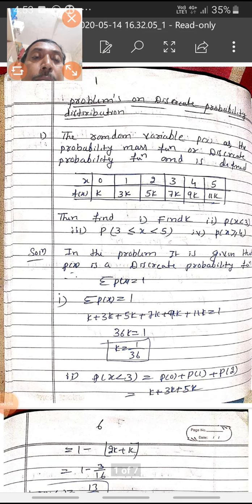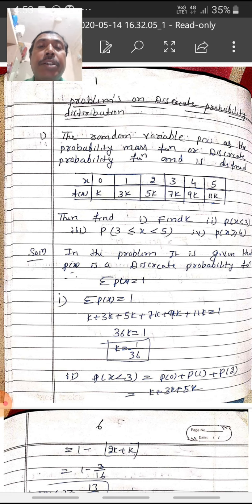Okay, in the previous video I talked about what is called a discrete probability function or discrete probability distribution, and also the continuous probability distribution. Now in this video I am going to discuss how we can solve problems on discrete probability distribution. By seeing the problem we can identify whether it is discrete or continuous.